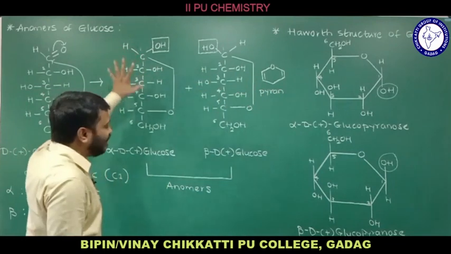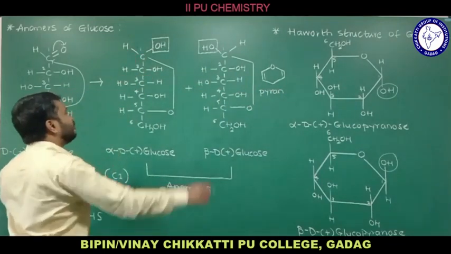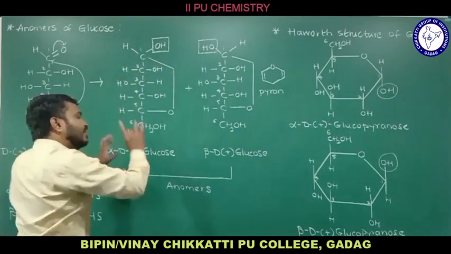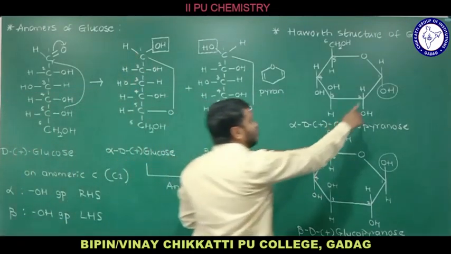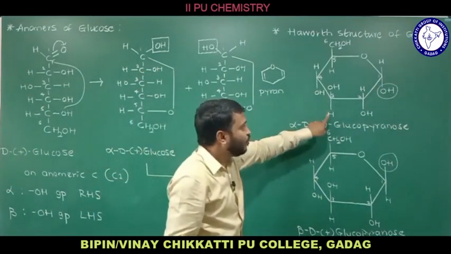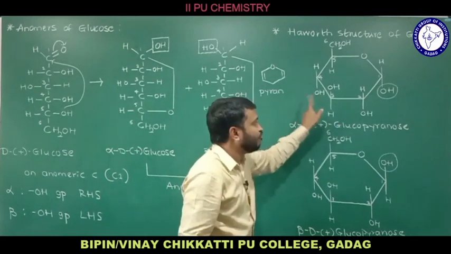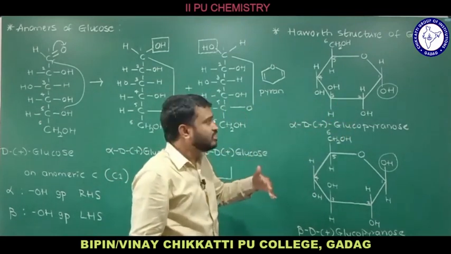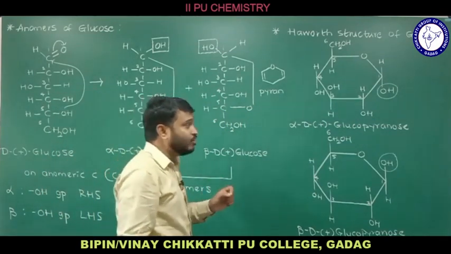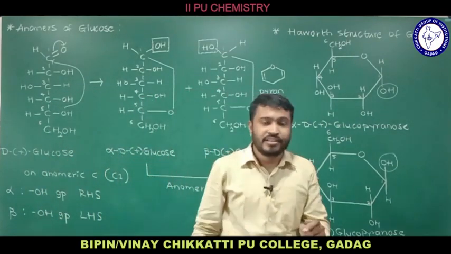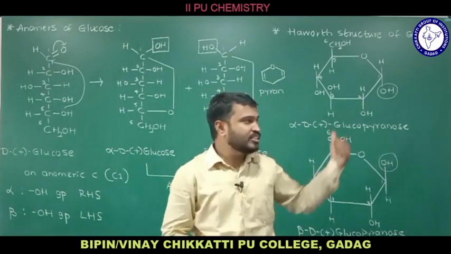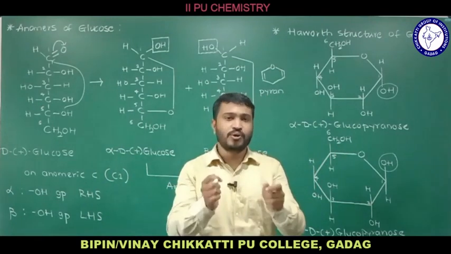Remember, now everything is very simple, but you need to keep in mind the configuration at carbon number 1 and carbon number 3 only. Carbon number 1 depends on whether it is alpha or beta. Carbon number 3 OH is above, whereas in the remaining carbon number 4 and 2, OH will be below, and carbon number 6 is always above the plane. That is how the open chain structure can be written in the form of a cyclic structure, which we call the Haworth structure, and these two are the Haworth structures of glucose.